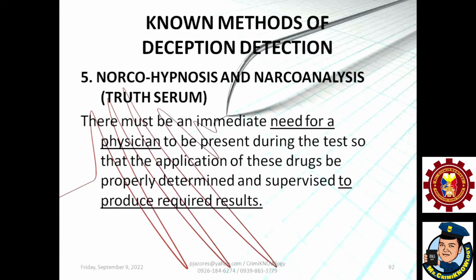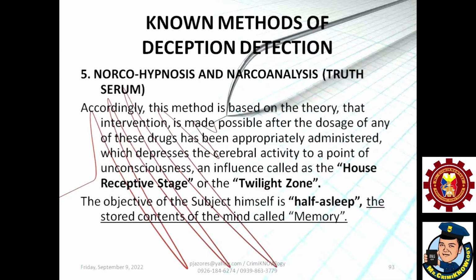Under the truth serum, there must be an immediate need for a physician present during the test, because they are the ones to administer the drugs to the subject. And of course, they need the proper determination to produce the required result. Next, what the investigator desires is to give the appropriate dosage so that the subject will be put into the highly receptive stage, or the twilight zone.